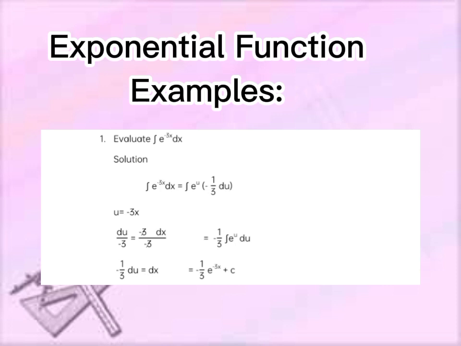To solve that, the integration of e raised to negative 3x dx is equal to the integration of e^u times negative 1 over 3 du. Our value of u here is equal to negative 3x, and du is equal to negative 3 dx, all over negative 3. So we're going to cancel it, and that is equal to negative 1 over 3 du is equal to dx. So our formula here is the integration of e^u du. Now, negative 1 over 3 integration of e^u du is equal to negative 1 over 3 e raised to negative 3x plus c. That is our final answer.